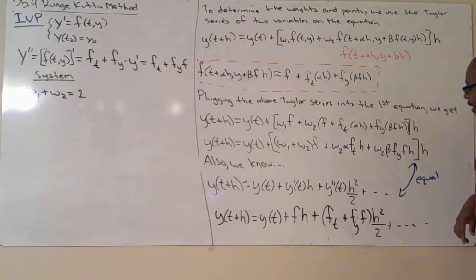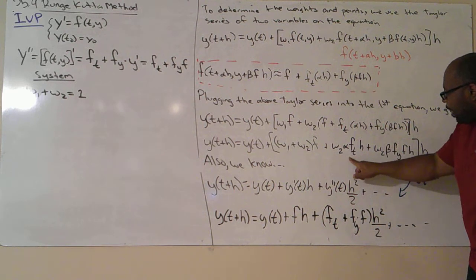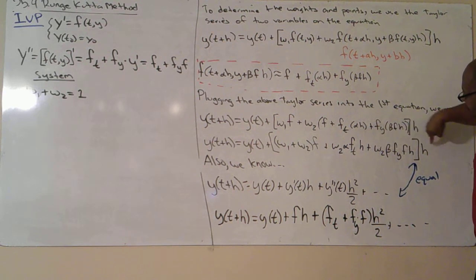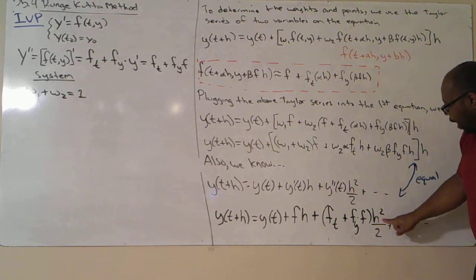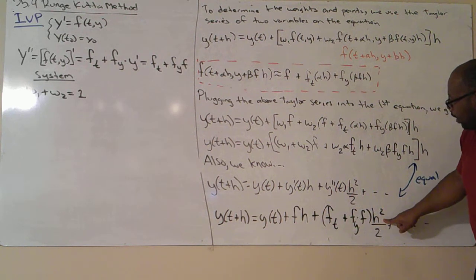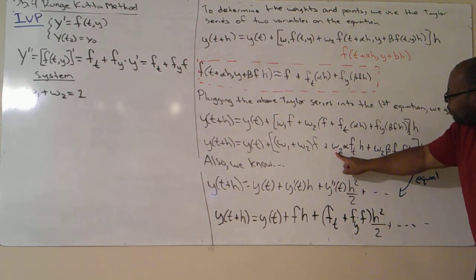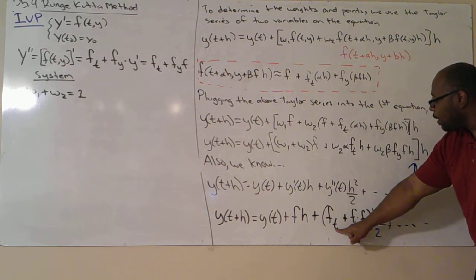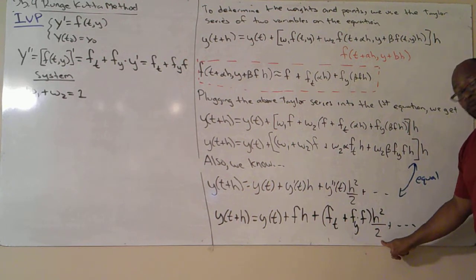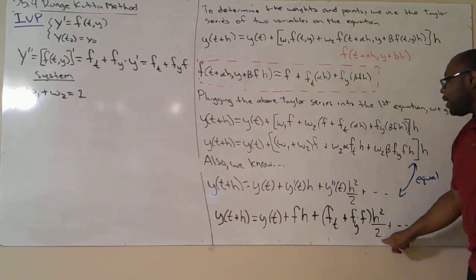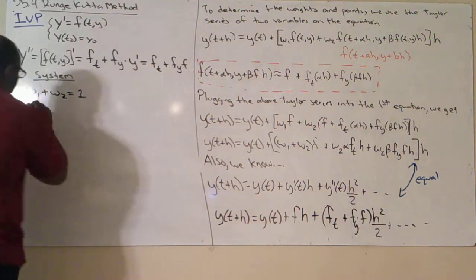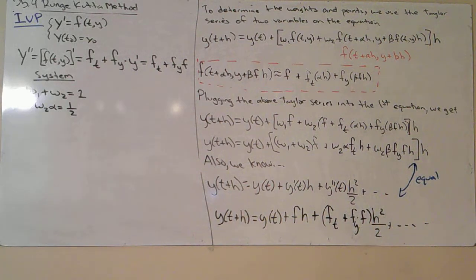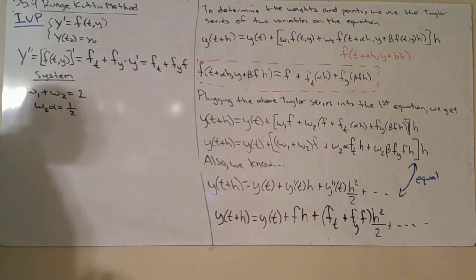Well, let's look at the next thing. I have an f t h squared, because this is h times h. Here I have an f t h squared. Here in front of this f t h squared, I have W2 times alpha. What do I have in front of this f t h squared? I have 1 divided by 2, because there's a 2 right here. So really I have W2 times alpha is equal to 1/2. I want you to think about that for a little bit.